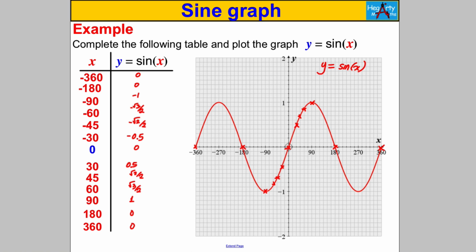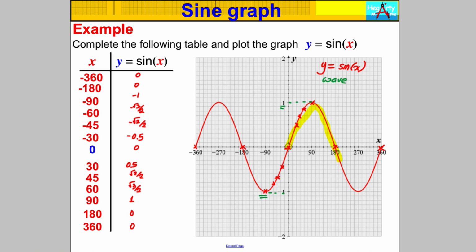It looks like a wave. It's a wave type graph. You can imagine a wave like there. It always, at its maximum value is 1, and its minimum value is negative 1, like that. And on top of that, it seems to repeat itself every 360 degrees.